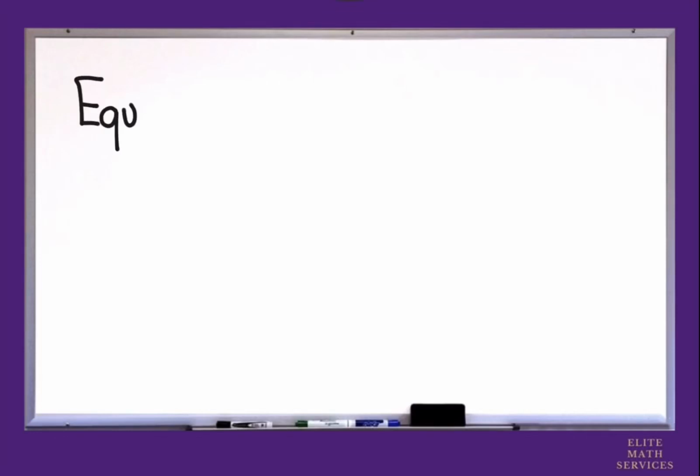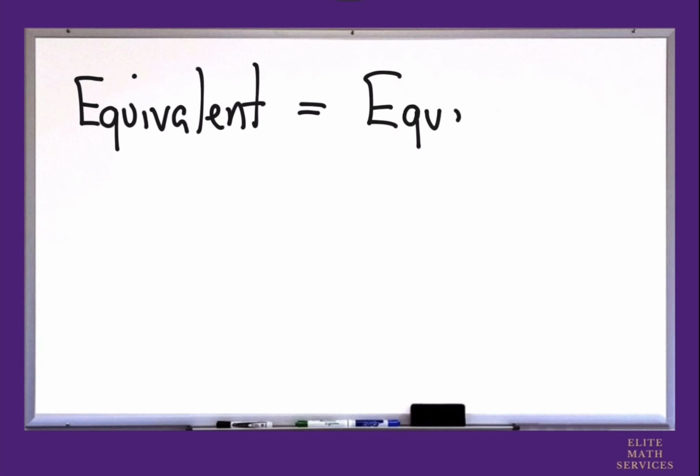We're going to start this lesson by defining the word equivalent. Equivalent is the same as equal. And an easy way to remember this is that both words start with the same three letters, E, Q, and U. Equal, equivalent.